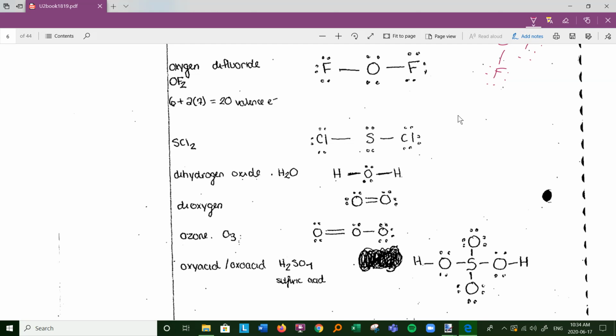Dihydrogen oxide, you could call it dihydrogen monoxide if you want. That's probably better. Let's do that. Dihydrogen monoxide, H2O. So you've got a hydrogen, you've got oxygen, and you have 6 from the oxygen, 1 from each hydrogen. So you've got 8 valence electrons that have to be sprinkled around to satisfy the octet rule. They do. Hydrogen can't. It's the duet rule, but that's okay.